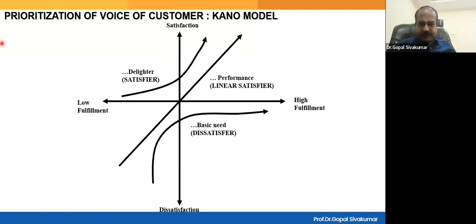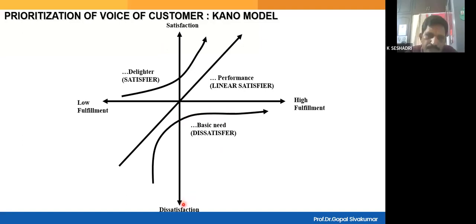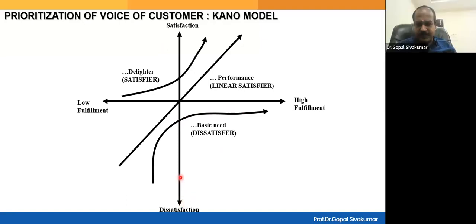Wow. And this is the must-be. This line is improving the satisfaction from the bottom, from negative, from dissatisfaction. From dissatisfaction, it brings the customer to the 0 level. That's all. Maximum, it will come to the 0 level. Afterwards, it will have no influence.